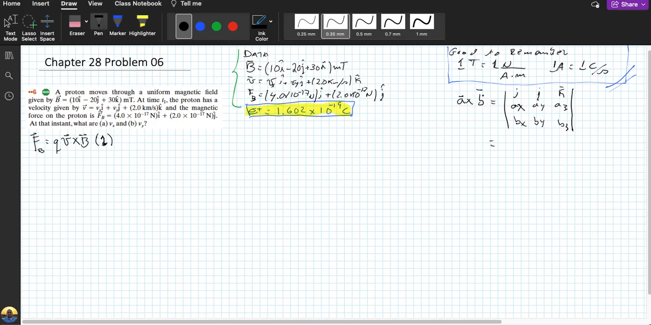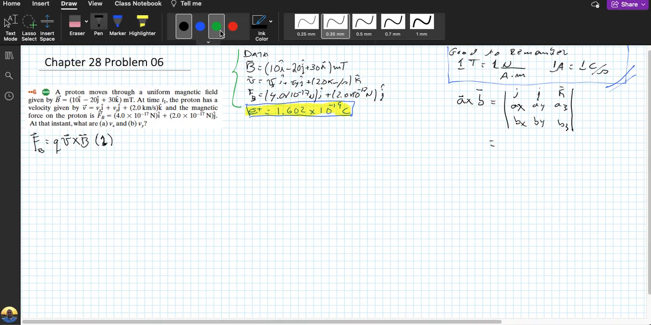So as you can see, I organized it here like a generic vector A cross product with a generic vector B. And we have our 3 components up here: Ax, Ay, Az, Bx, By, Bz. It's clearly what we have for velocity and magnetic field, right? So how will we do this one here?